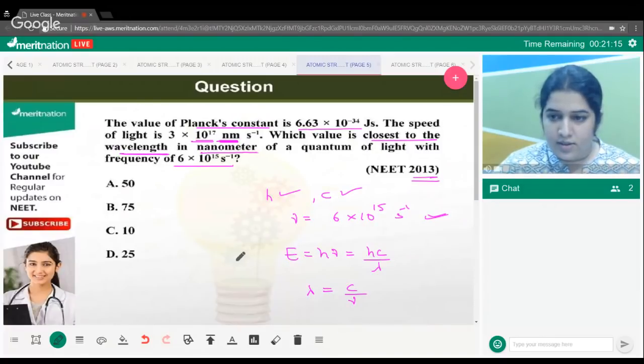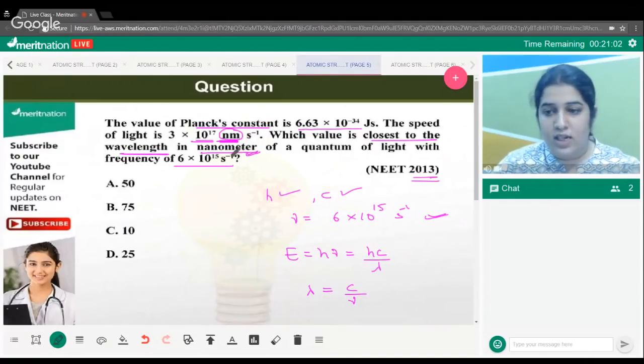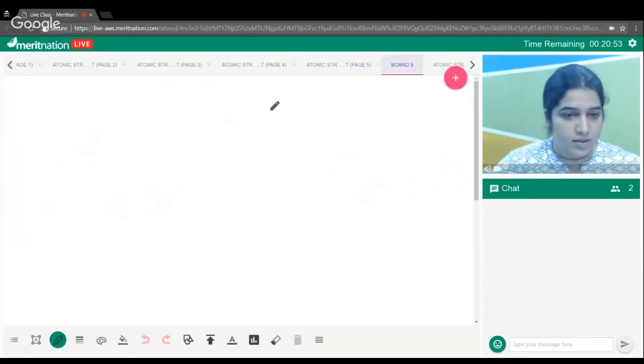All right. Exactly. C is equal to nu lambda we will use. So understand that this is also given in nanometer and we need to calculate the wavelength also in nanometer. If the speed of light would be given to us in meters, then remember to convert it into nanometer. So pay attention to the units always.